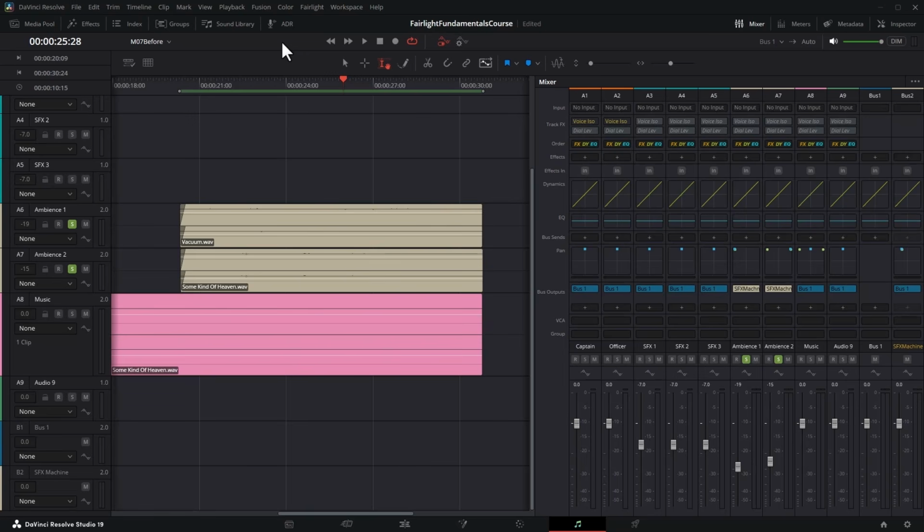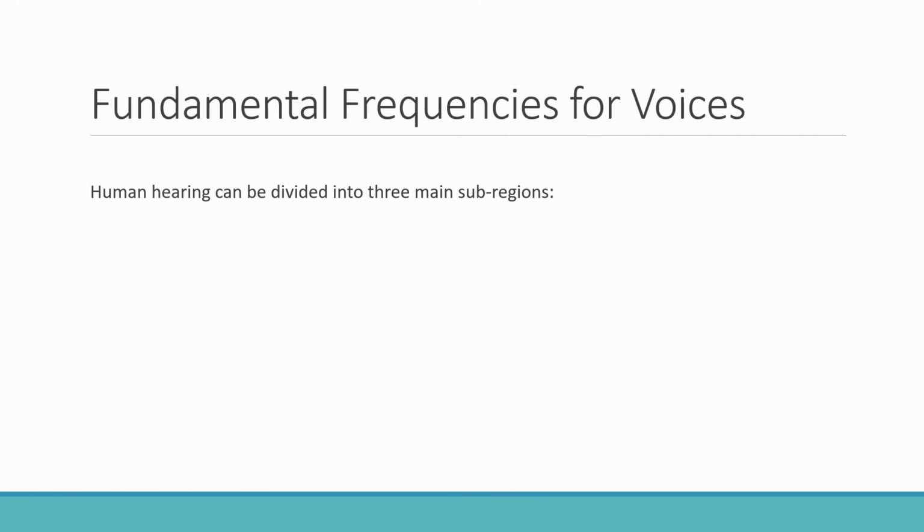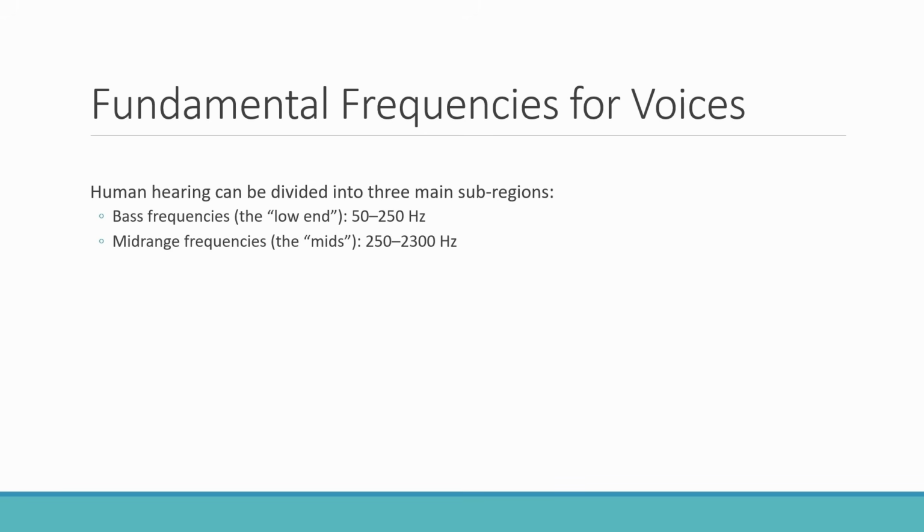As we learned in Module 1, the range of human hearing typically starts from about 20 Hz all the way up to about 20,000 Hz or 20 kHz. The range of human hearing can be divided into three sub-regions. The bass frequencies, or the low end, about 50 to 250 Hz. The mid-range frequencies, or the mids, about 250 to 2300 Hz. And the high frequencies, or the high end, from about 2300 to 20,000 Hz.